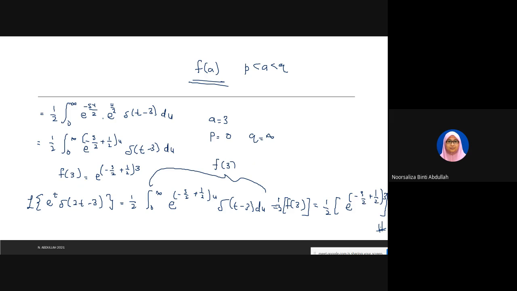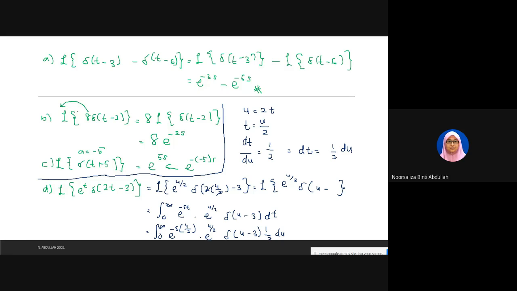Any questions? It is a bit roundabout. If you have this kind of question with a delta function that is just t minus 3, it is very direct. But if you have something like 2t, you have to do a lot of modification using the substitution method. Do you understand? Practice makes perfect, so do a lot of practice.